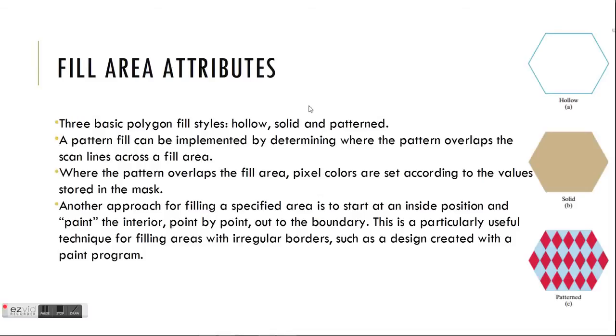Heading to our next topic, fill area and its attributes. There are 3 basic polygon fill styles: hollow, solid, and patterned. Hollow, as the name suggests, is not filled and just has the borders. Solid is filled till the borders, and pattern fills the polygon with a particular pattern depending on the mask or inside outward painting of pixels till the boundaries.